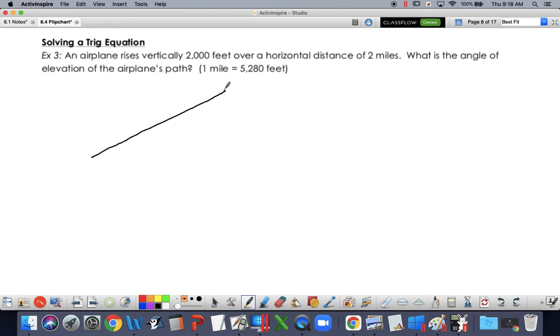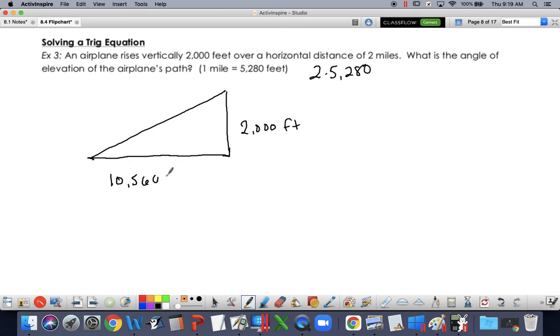Okay, so over the course of 2 miles, we're going to rise 2,000 feet. And in here, right, we see that 2 miles, I don't want to write 2 miles, because I want all of my units to be in the same thing. So if I want to figure out how many feet are in 2 miles, I'm going to be doing 2 times 5,280, so I can get the foot amount. So here's my horizontal distance. Draw a straight line. So here's the 2 miles, so that's going to be 10,560 feet. And I want to know the angle of elevation.